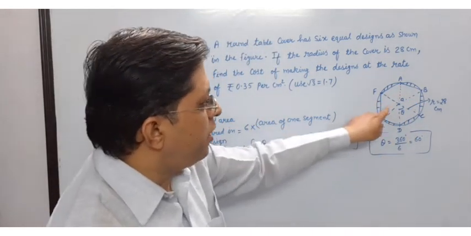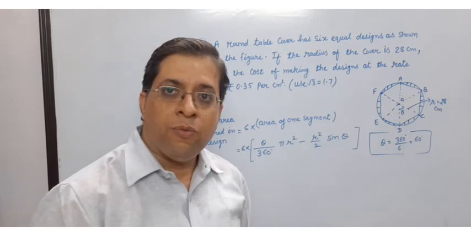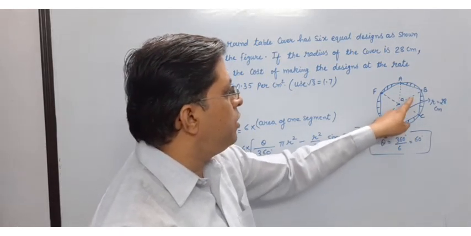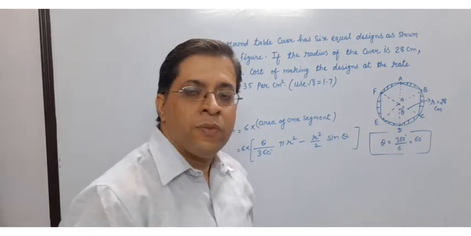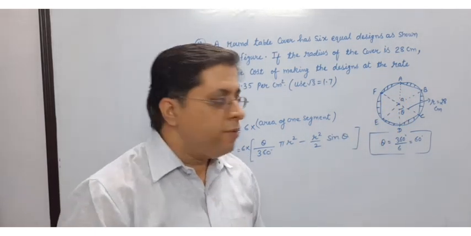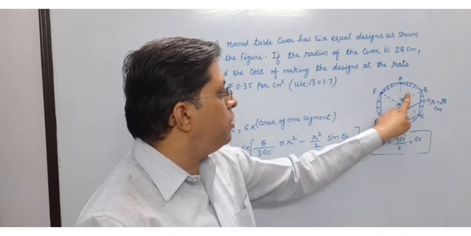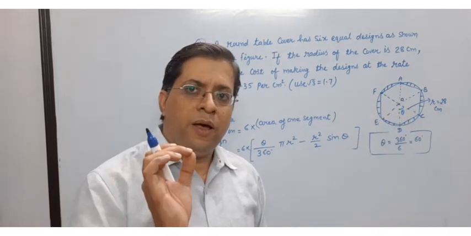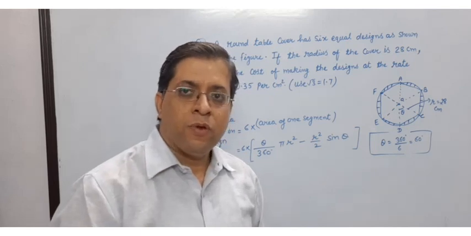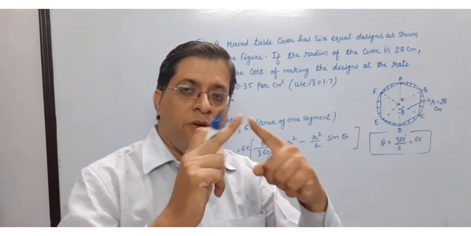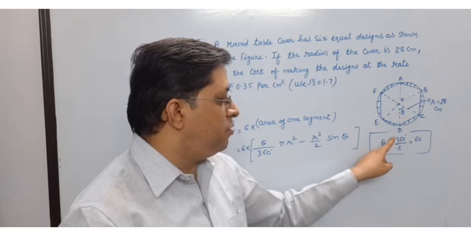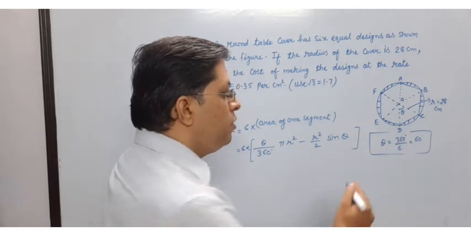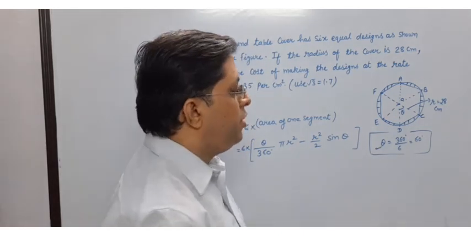Okay, total central angle is 360 degree, that we know. Total 6 radii are there, no? 1, 2, 3, 4, 5, 6. And 6 sectors are there. Count 1, 2, 3, 4, 5, 6. So, what will be the angle between two radii? 360 upon 6. This will be 60 degree. So theta is 60 degree.